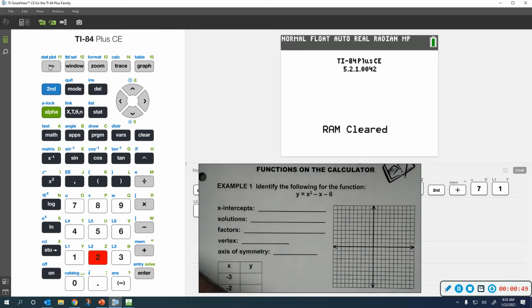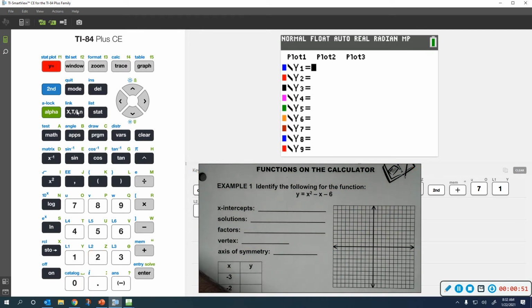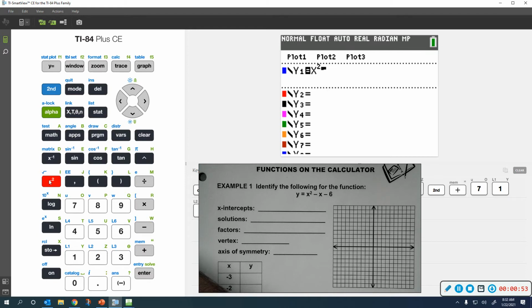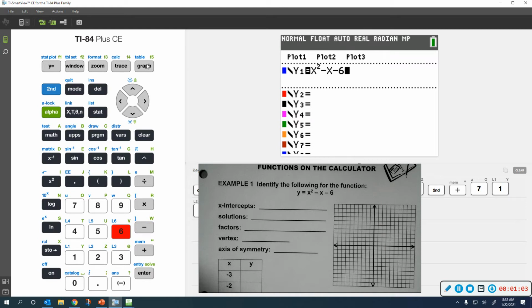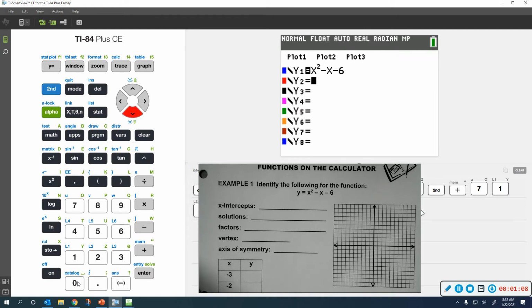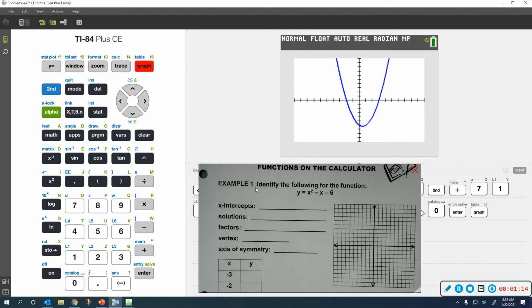Let's use this one. So we go to y equals, we're going to type in x squared minus x, and then minus 6. Then we go down to line number 2 and type in y equals 0. You have to have line 2 as y equals 0 so you can find their intersection. So we hit graph. That's what our graph looks like.